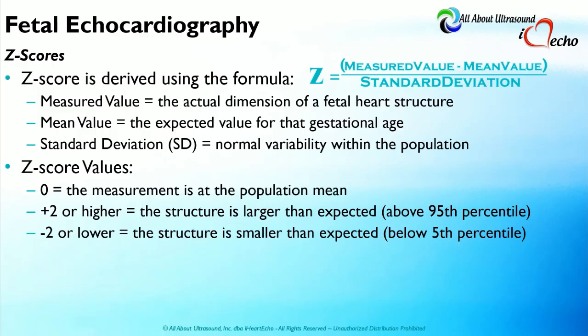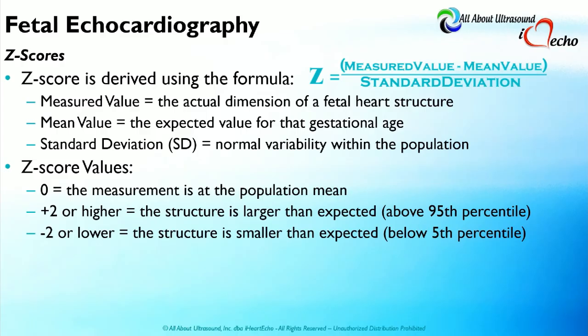So again, Z scores are just a way to be able to take those measurements that we're obtaining during our echocardiography exam and give meaning and value to them. Because again, every patient is different. We have variable gestational ages. And what you would measure in a 20-week echo will be highly variable from what you would measure at 36 weeks, just as you would expect with a pediatric population.